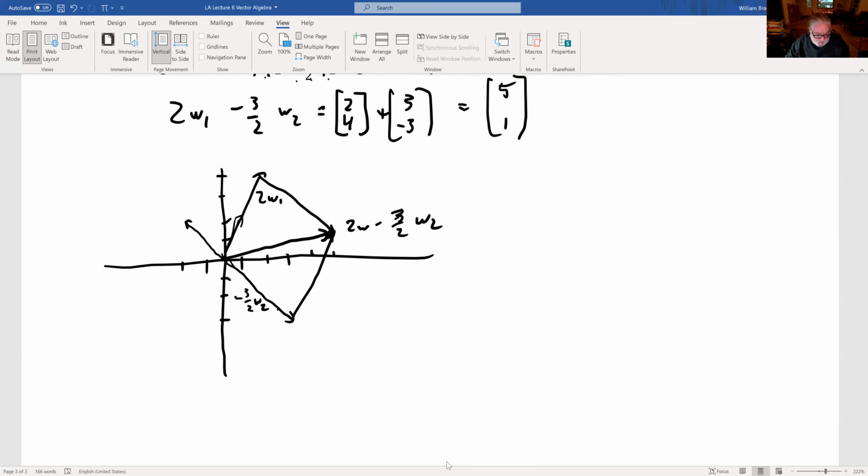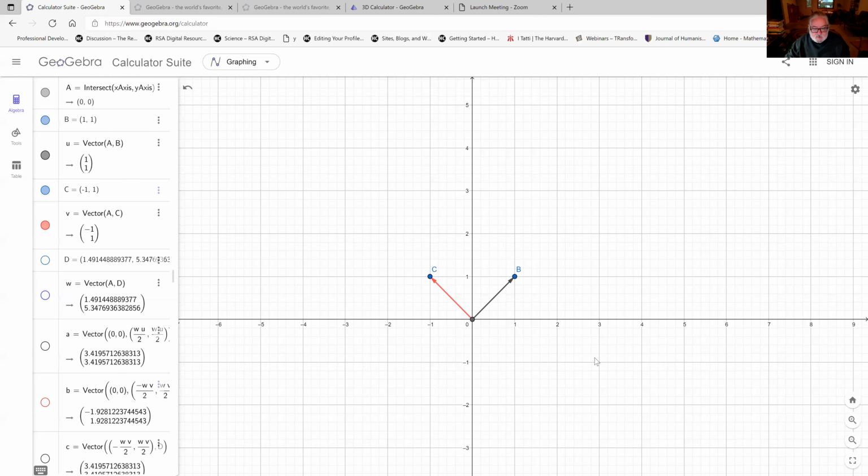Okay, so I'm going to show you a little GeoGebra thing. If I can find it. Here we go. So here are 2 vectors in the plane, the black vector and the red vector. We can put in another point and a vector that goes to that point. Is this vector here, we'll bring it in a little bit, a linear combination of the red vector and the blue vector?